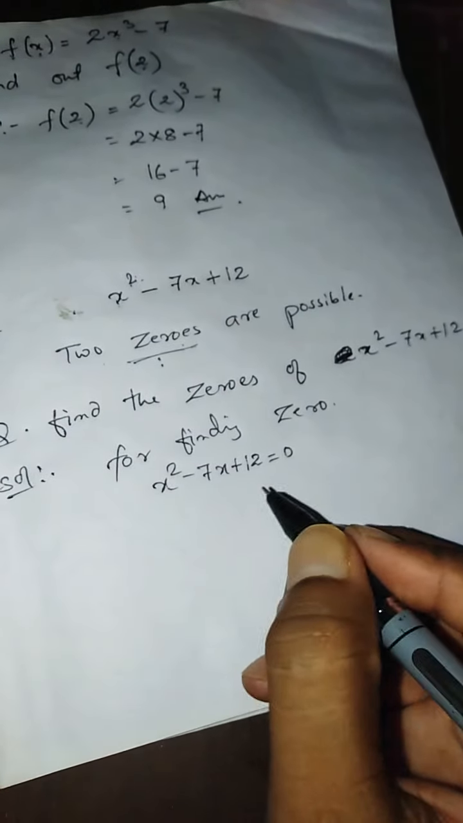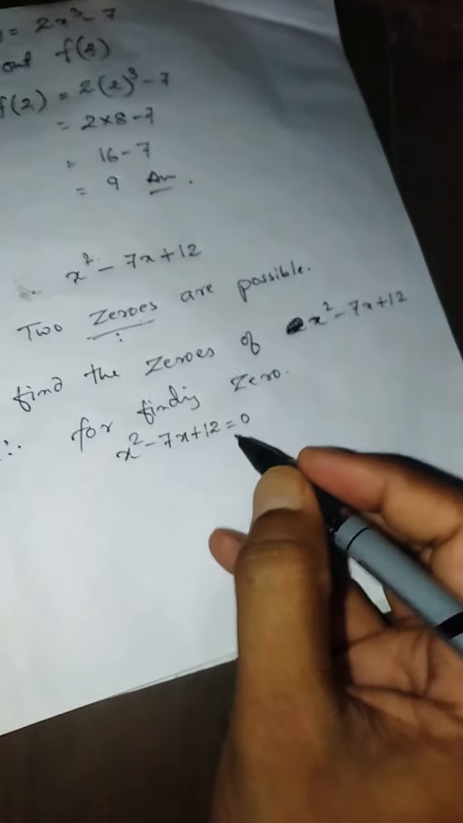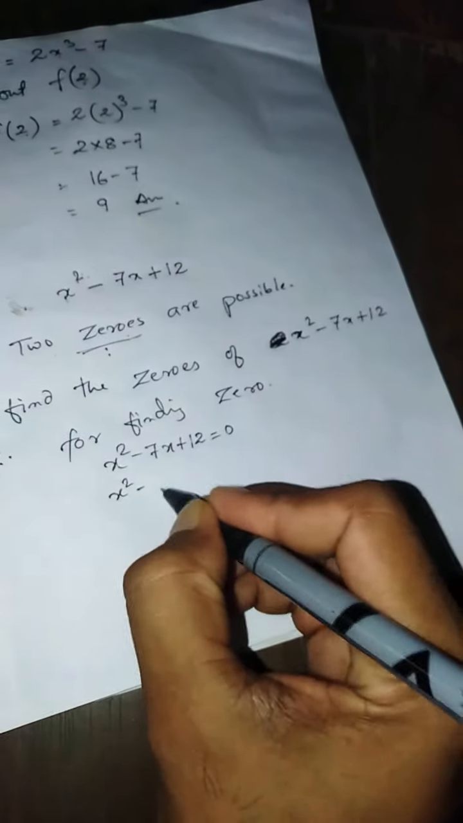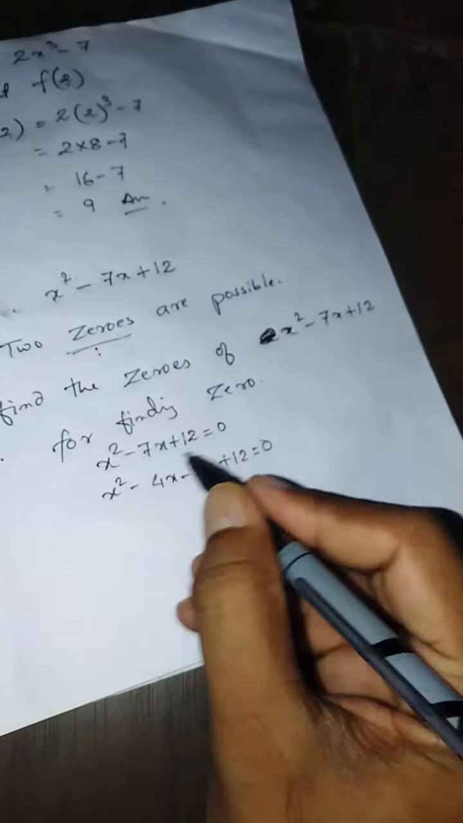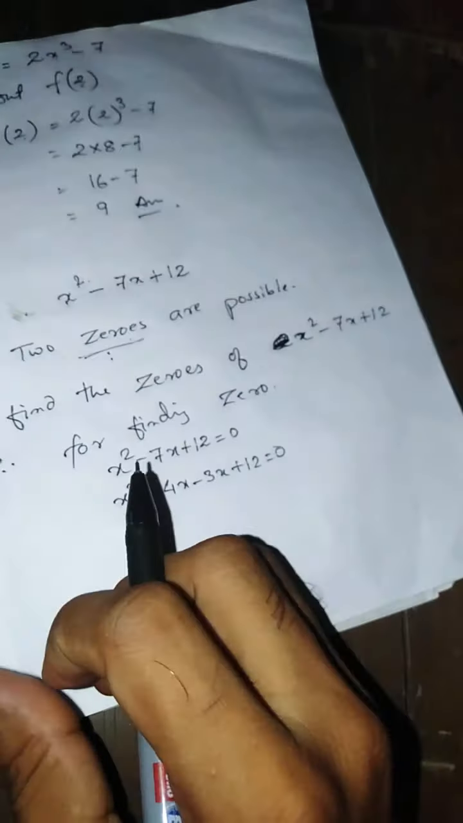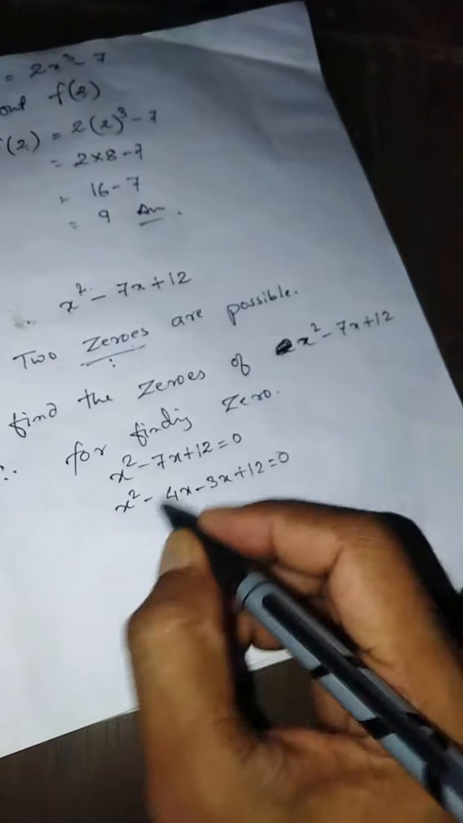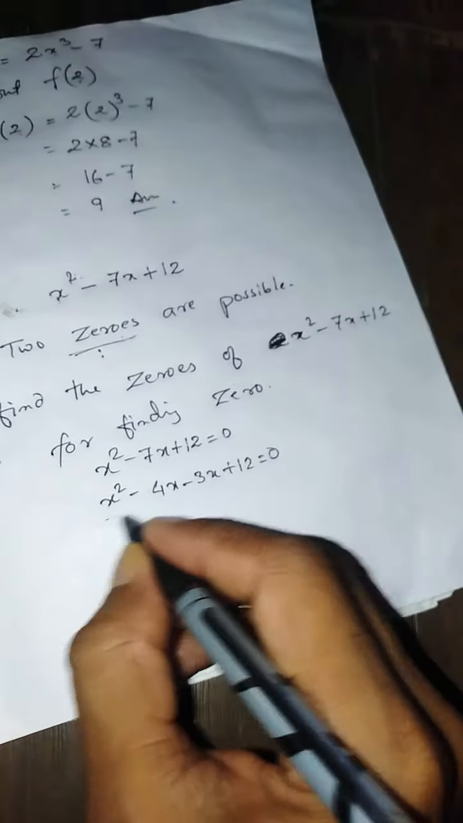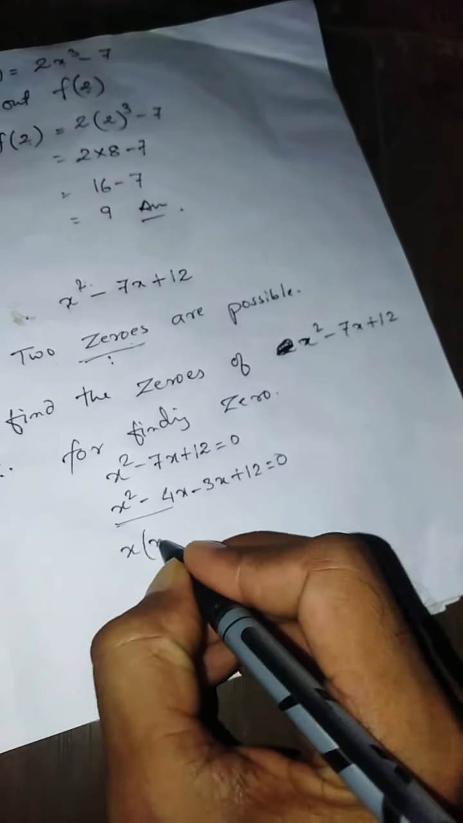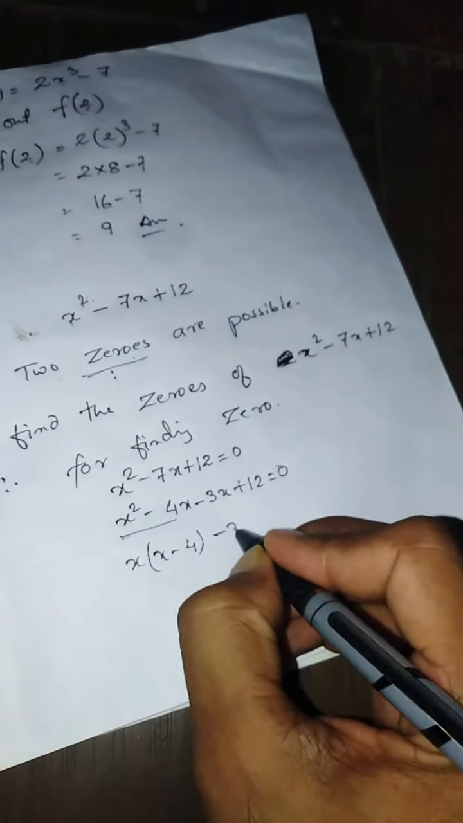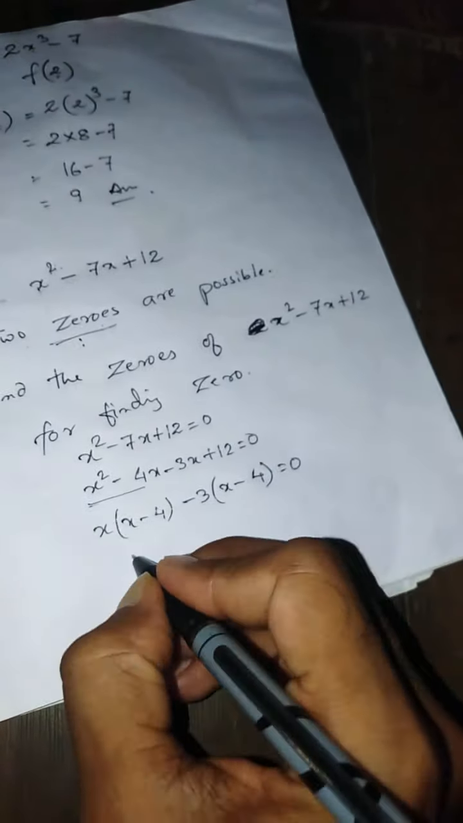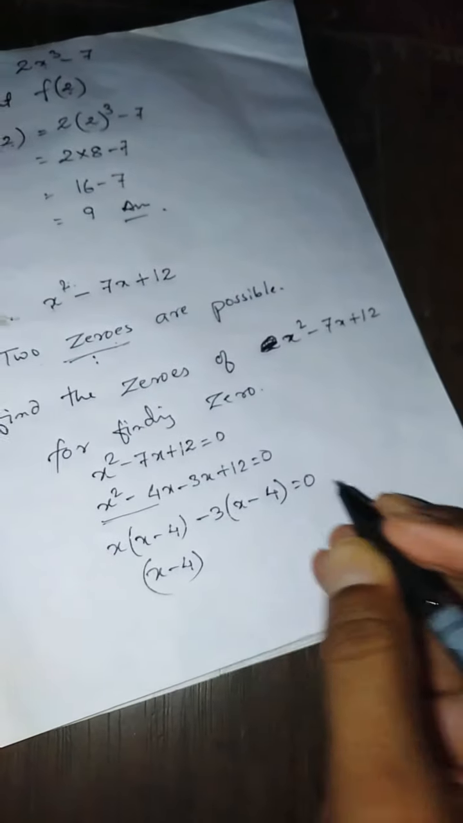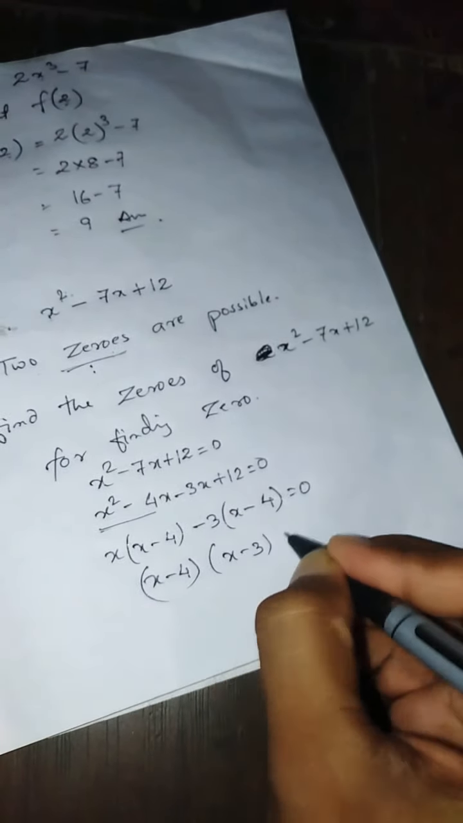Now split the middle term by using the previous class method. x square minus 4x minus 3x plus 12 equal to 0. This is how to split the middle term, that was there in class 7, 8, 9. That method we are using. Now by taking common from these two terms, x minus 4 will come, and then from here minus 3, and then also x minus 4 will come, equal to 0. So again taking x minus 4 as common, and then x minus 3 equal to 0.